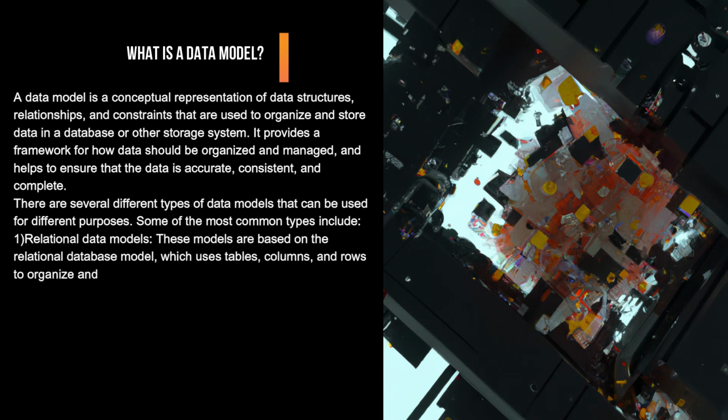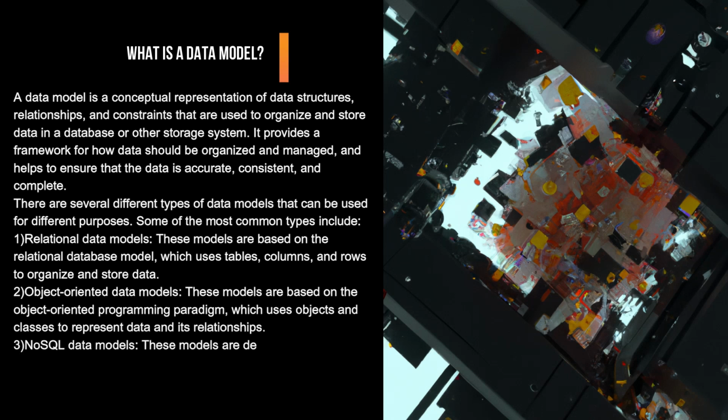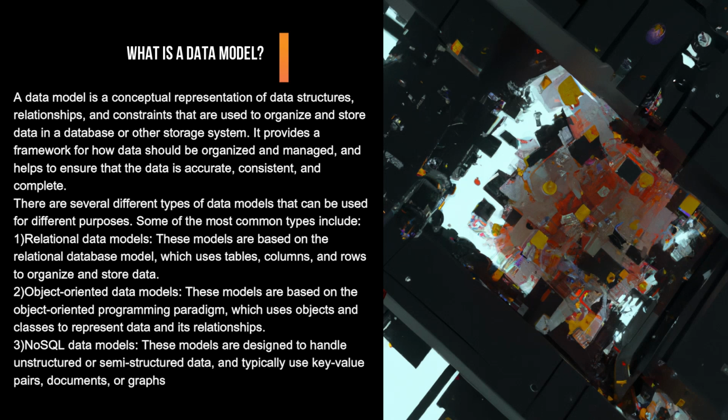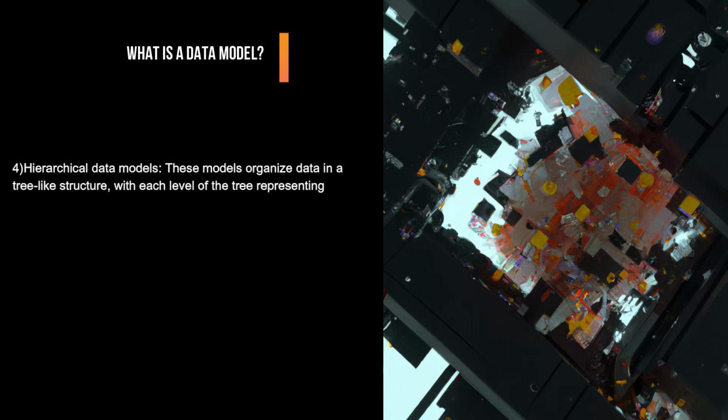1. Relational data models. These models are based on the relational database model, which uses tables, columns, and rows to organize and store data. 2. Object-oriented data models. These models are based on the object-oriented programming paradigm, which uses objects and classes to represent data and its relationships. 3. NoSQL data models. These models are designed to handle unstructured or semi-structured data, and typically use key-value pairs, documents, or graphs to store and organize data. 4. Hierarchical data models. These models organize data in a tree-like structure, with each level of the tree representing a different category or type of data.